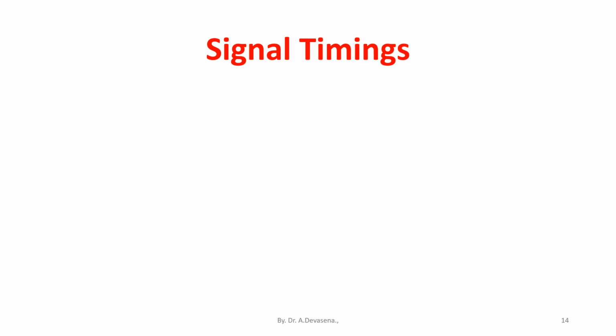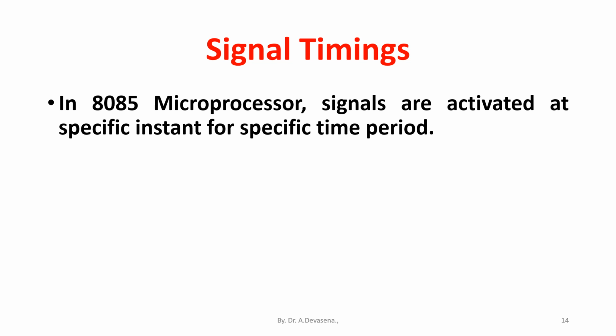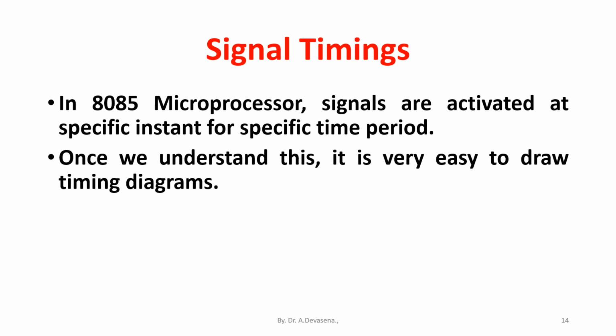Signal timings. In the 8085 microprocessor, signals are activated at a specific instant for a specific time period. Once we understand this, it is very easy to draw timing diagrams. The following section explains when the signals are activated and for what period they remain in the active state.